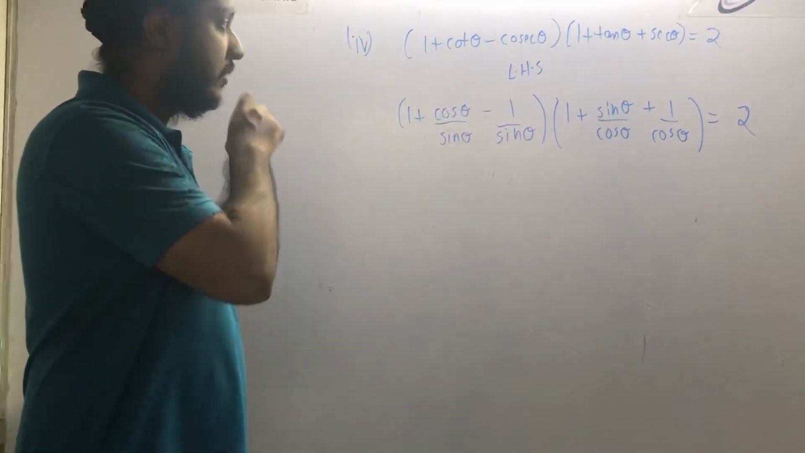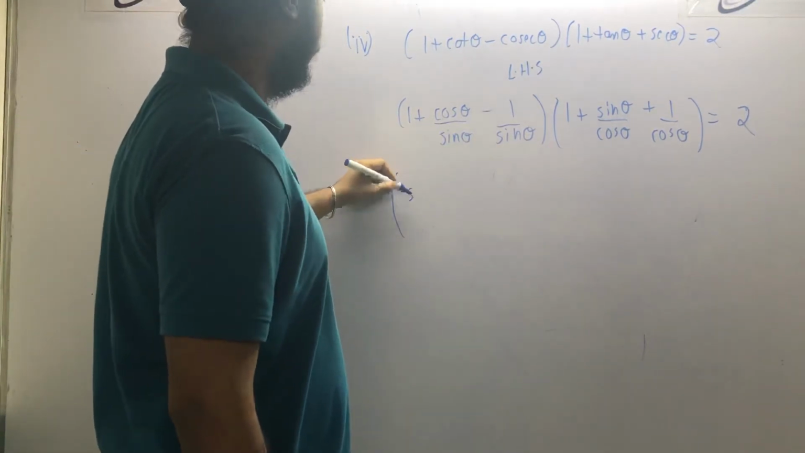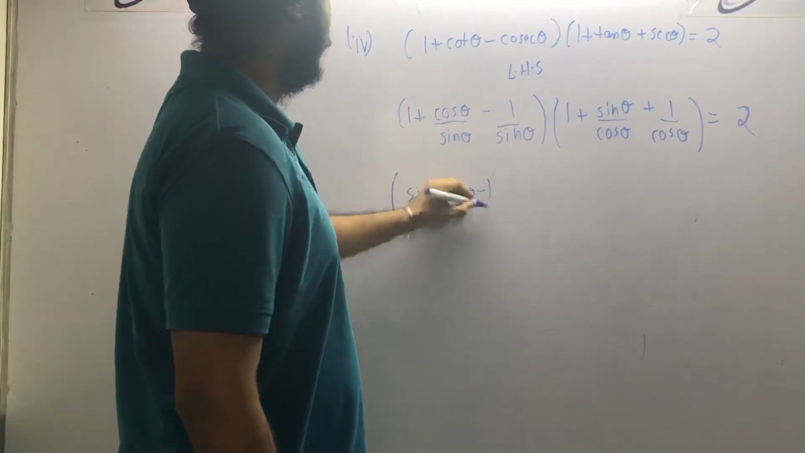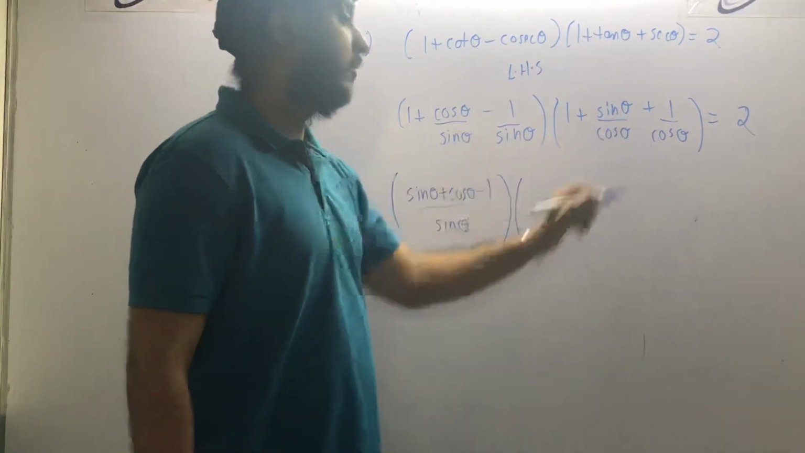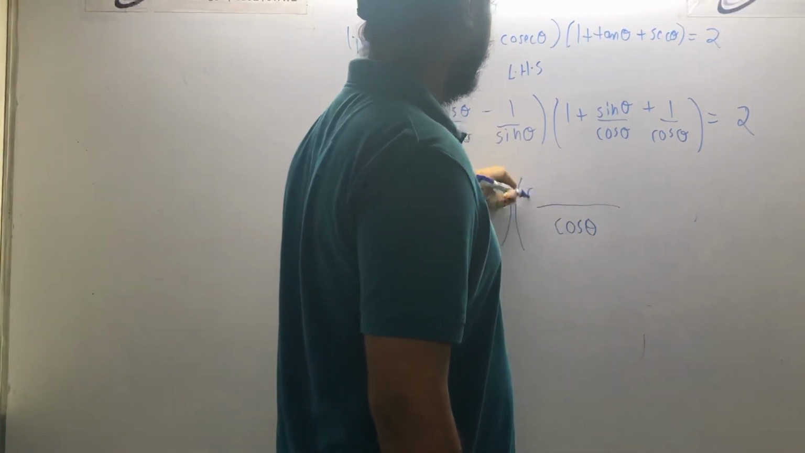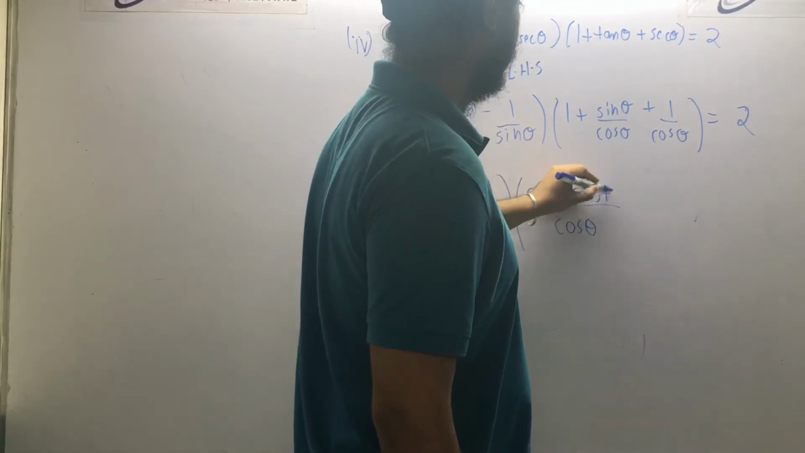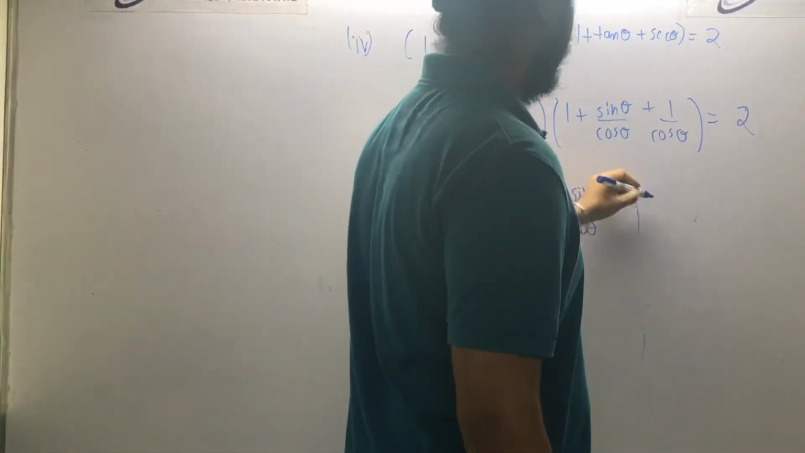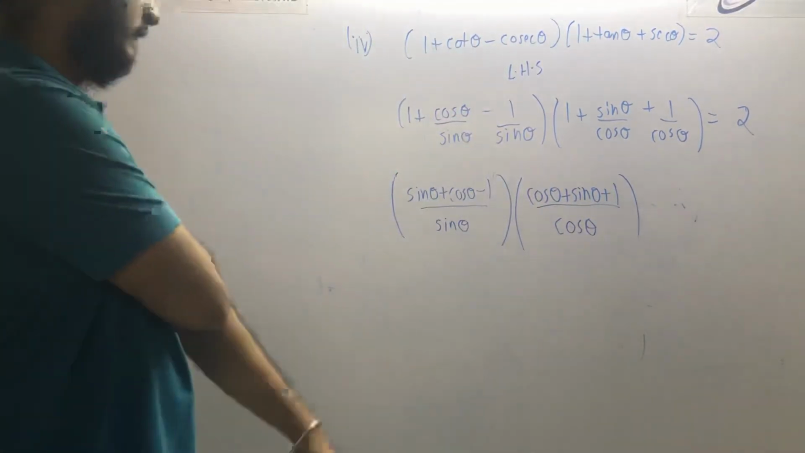Okay, now what will be the LCM? LCM will be sin theta in this side. So you will get sin theta plus cos theta minus 1 upon sin theta into LCM here will be cos theta. So you will get cos theta plus 1. I wanted to write this is just the left hand side we are solving. Okay, I hope this is clear to you.